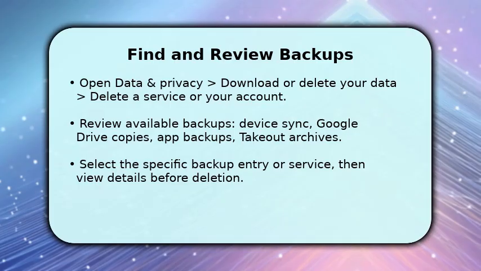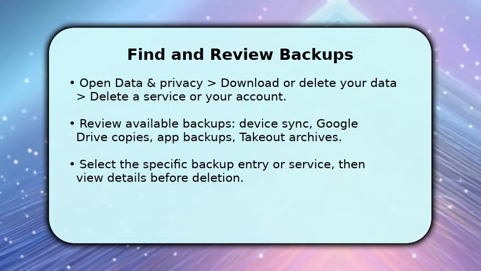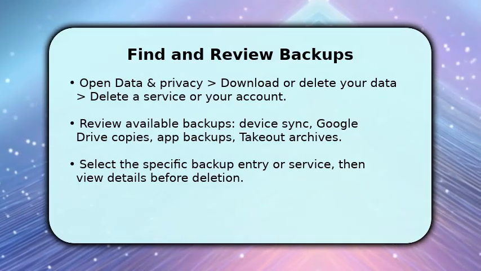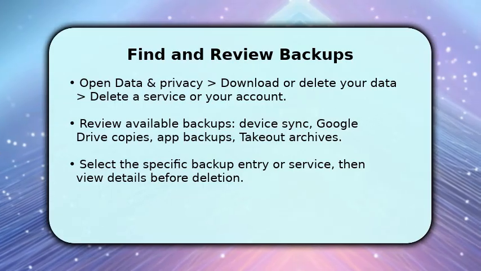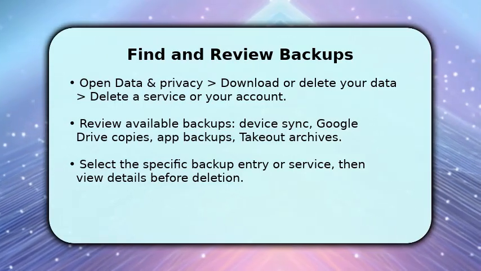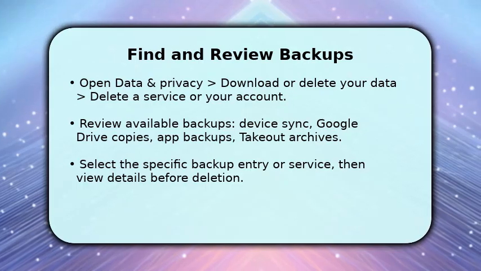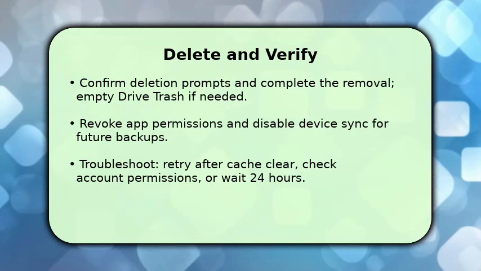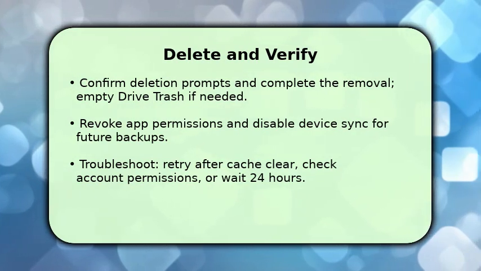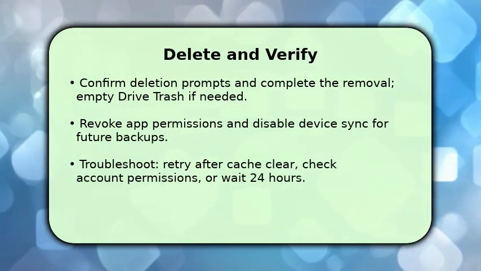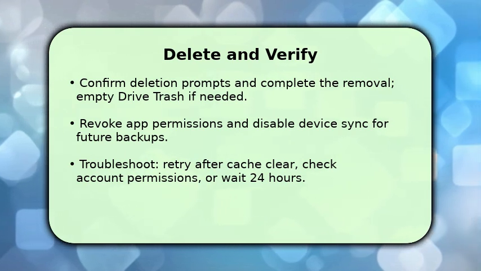If an entry is from a device, click to unlink. If it is a takeout archive, remove the file from Google Drive and trash. Keep an eye on timestamps so you remove only the intended backups. Finally, you confirm each deletion prompt. Google asks you to verify because this action is often irreversible, and then complete the removal.